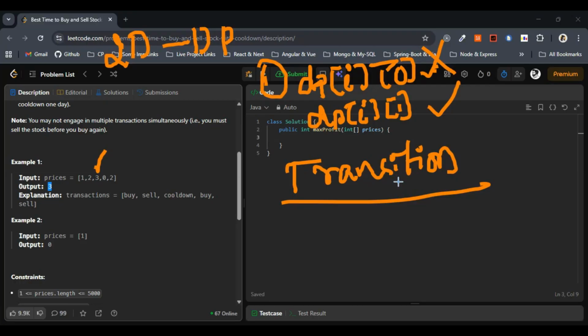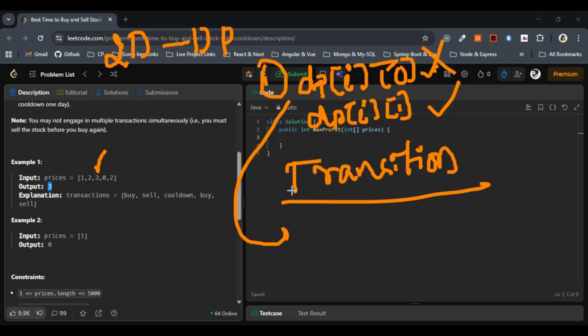So this one, if not holding on day one, then dp of i,0 is what we will be considering here. So dp of i,0 will be max of dp of i minus 1,0 and dp of i minus 1,1 plus prices of i. Either rest or sell today.